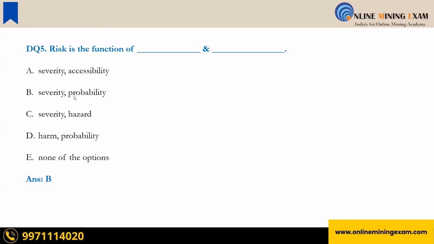Second option: accessibility, probability, and hazard. What I have already told you is that with risk, there is always an element of probability attached. What did I tell you? When you are walking on the road, you might get hit by a car. Why am I using this word "might"? Because it represents probability. So that is why the answer is B, severity and probability.